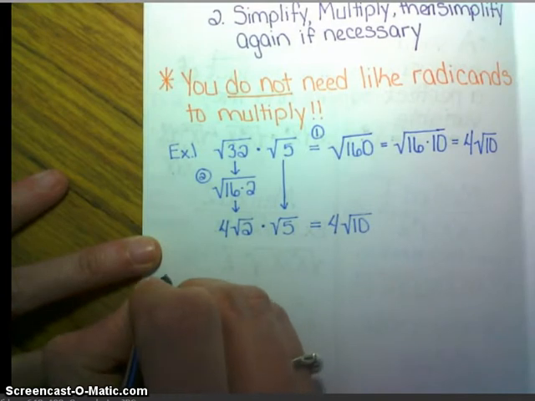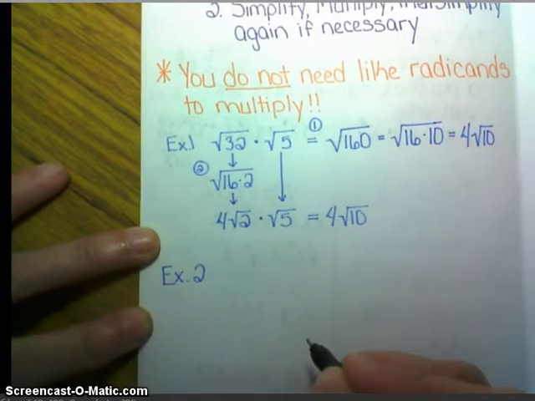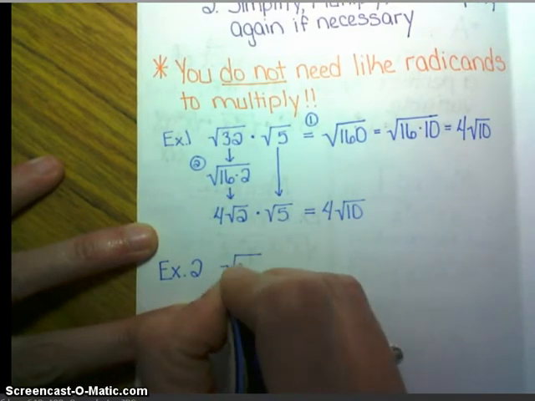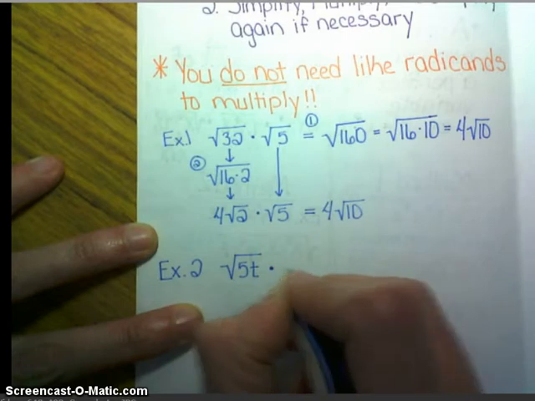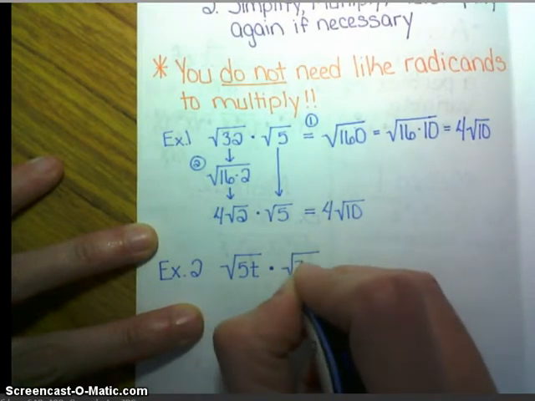Let's look at one more example here. Example 2. Example 2, we're going to throw in some variables. So we have the square root of 5t times the square root of 7st.